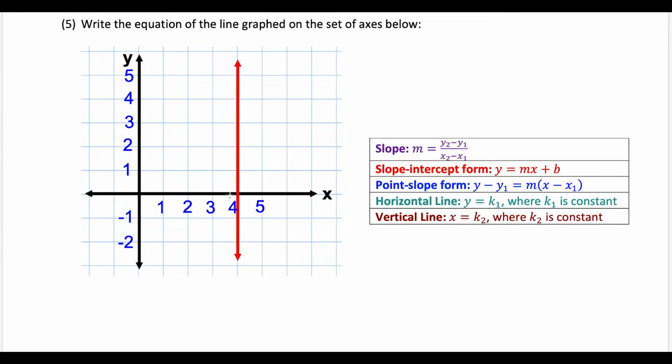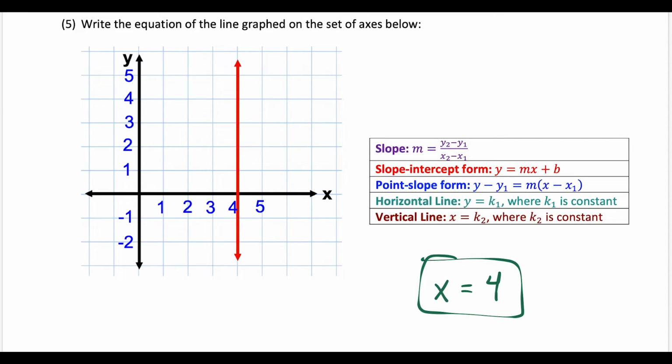Now, sometimes you're given a graph of a line and you have to write the equation from the graph. So what we have here is we're writing the equation based off this graph. And notice what we have here. We have a vertical line, which is in the form of x equals k sub 2, but k sub 2 just represents some constant, some whole number. So it's going to be x equals, and where is this line hitting the x-axis? It's hitting the x-axis at x equals 4. So that's going to be our equation, x equals 4.